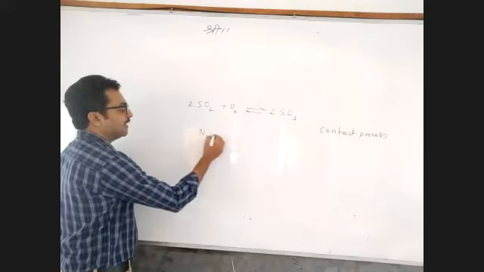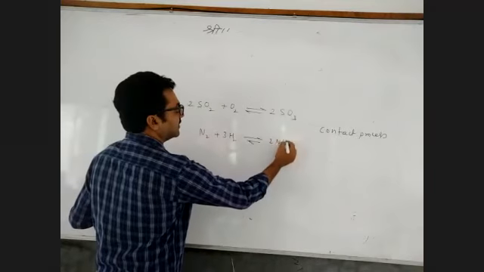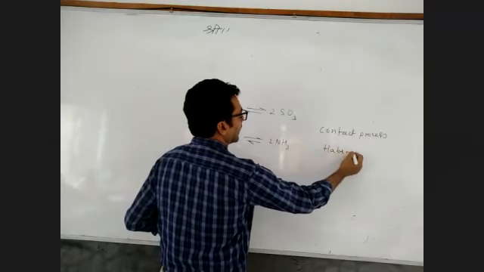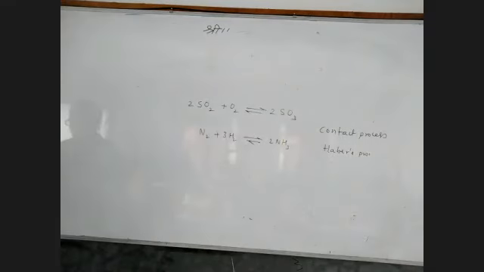Next, N2 plus 3H2 gives rise to 2 ammonia. What is this process? They didn't give it, I am just saying, Haber process. Haber's process is for preparation of ammonia. Contact process is for sulfur trioxide.